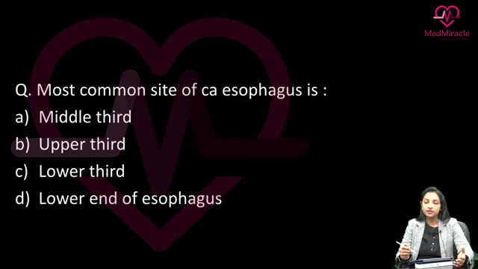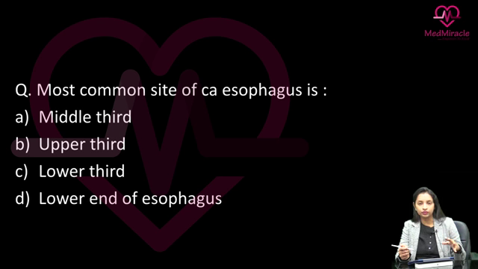Most common site of CA esophagus. For this, you need to know what are the sites of the squamous and the adenocarcinoma. So, the most common site of squamous carcinoma is the middle third of esophagus, and the most common site of adenocarcinoma, as you can understand, it occurs in a background of the Barrett's esophagus. So, Barrett's occurs in the lower esophagus because that area is the most prone to injury because of gastric reflux. So, that is why the adenocarcinoma occurs most frequently in the lower third of the esophagus.